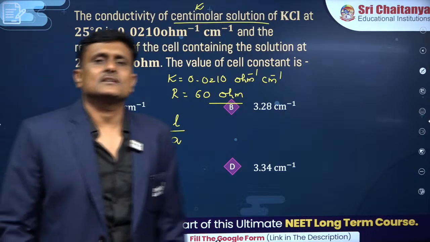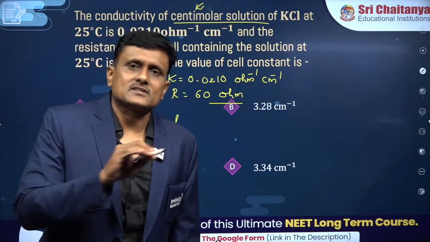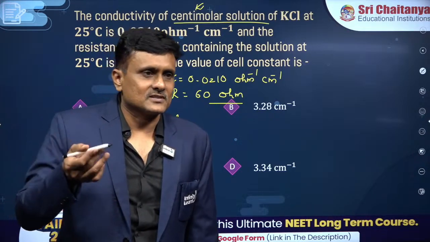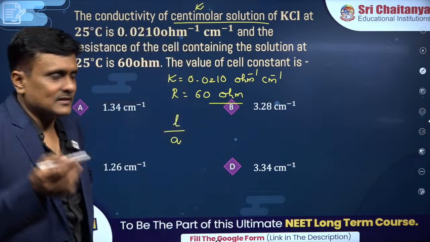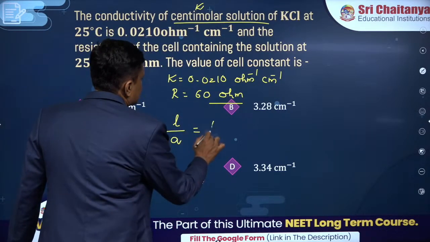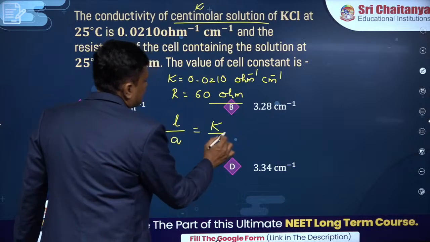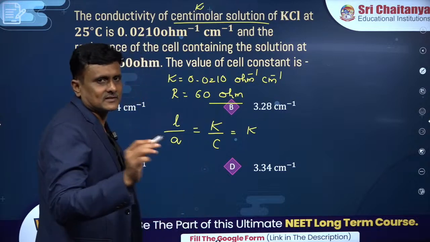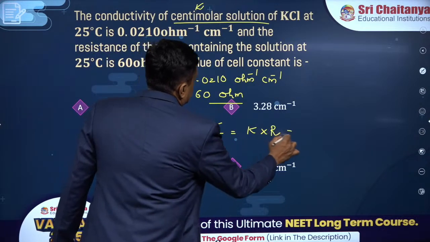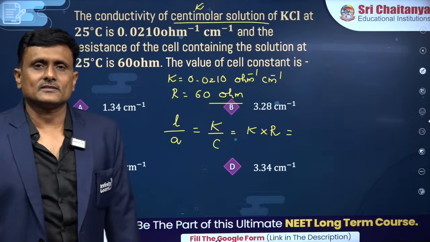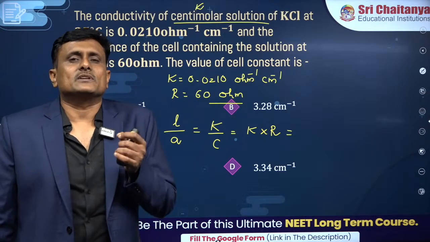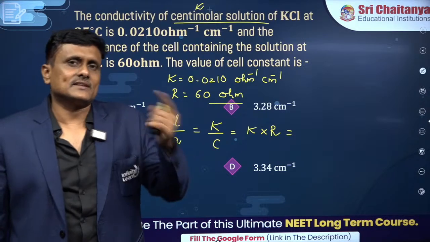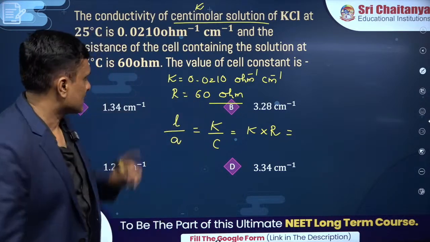The ratio of the length and cross-sectional area of the medium, that is volume of the solution. Length into cross-sectional area is the volume. L by A is nothing but cell constant, which is equal to K by C, where C is the conductance. You can otherwise write it as K into resistance, since 1 by conductance is nothing but resistance. That's all. Very important concept. You will be given 2 different electrolytes in the same solution. Once K and R will be given, second K will be given to find out R. Remember, this is very important.